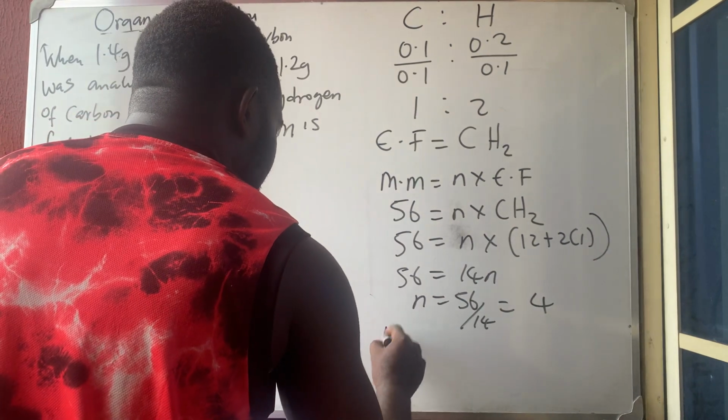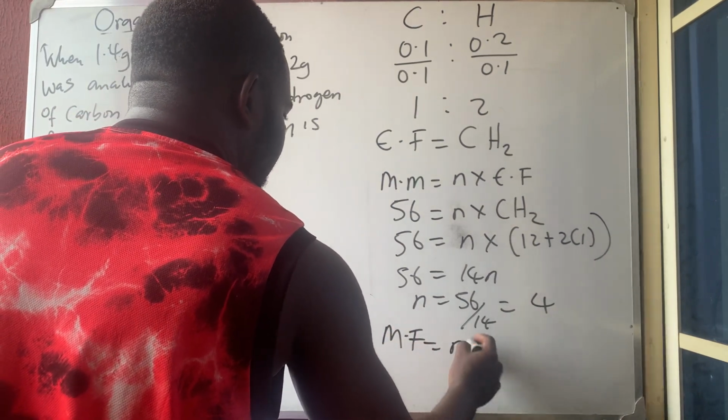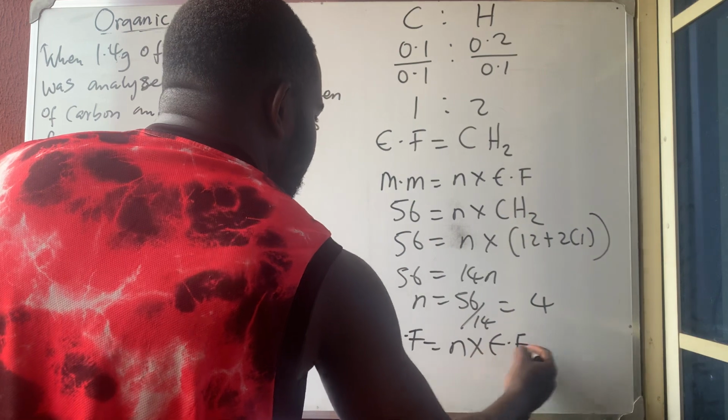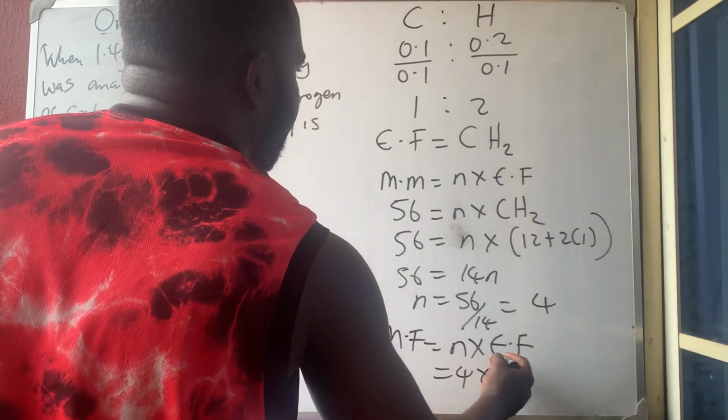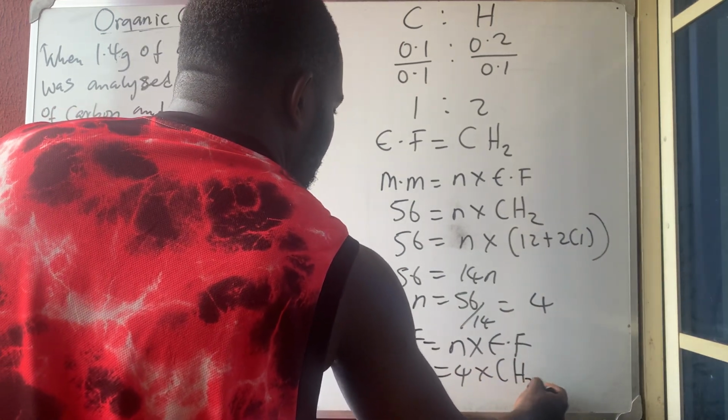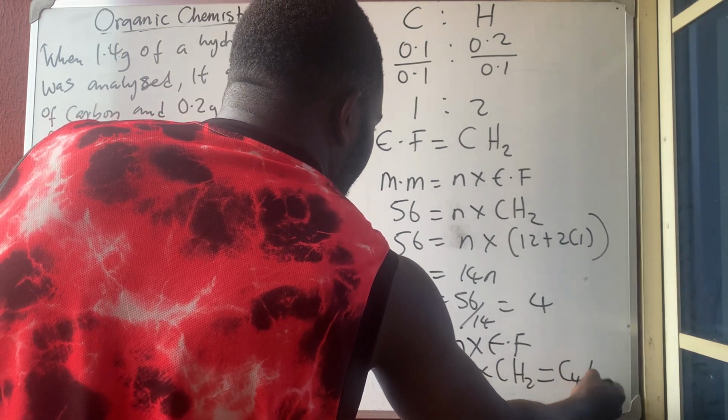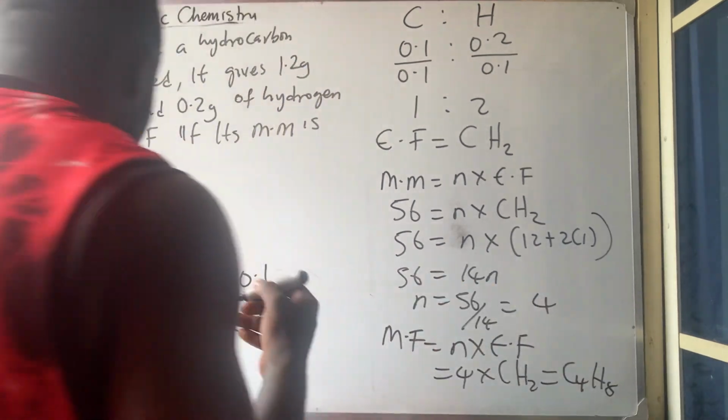So therefore, the molecular formula is simply n times the empirical formula. So 4 times the empirical formula CH2. So the answer is now C4H8.